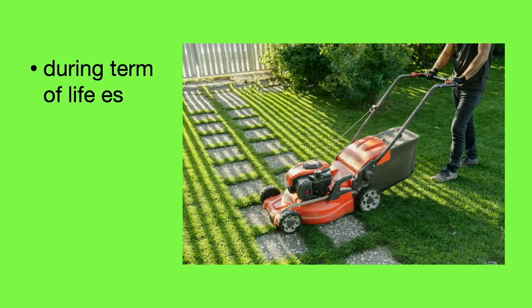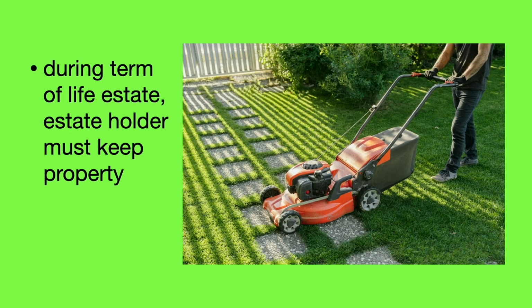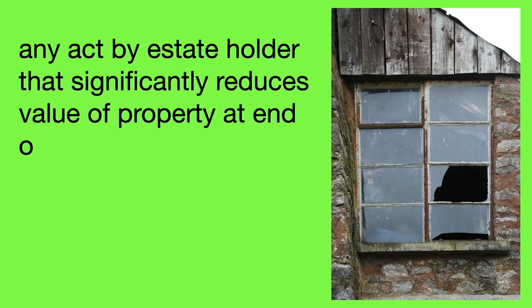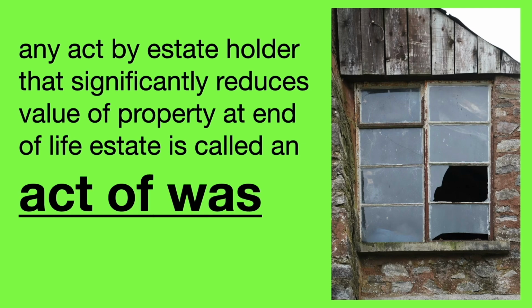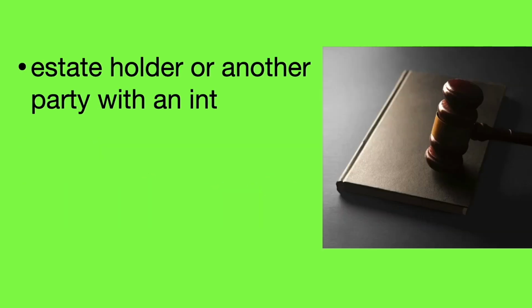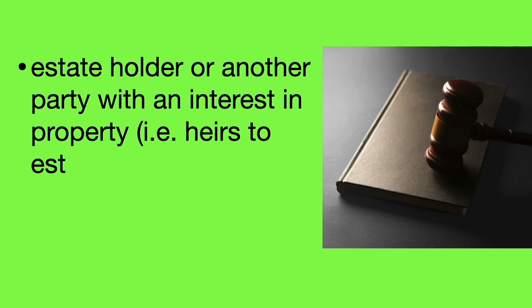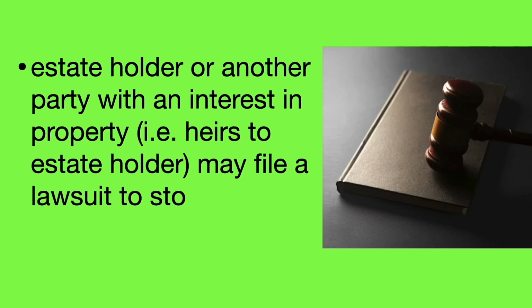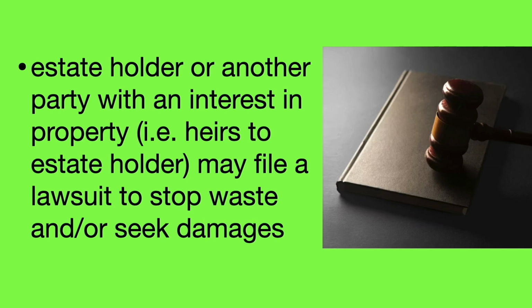During the term of a life estate, the estate holder must keep the property in good repair. Any act by the estate holder that significantly reduces the value of the property at the end of the life estate is called an act of waste. The estate holder or another party with interest in the property, for example, heirs to the estate holder, may file a lawsuit to stop the waste and/or seek damages.